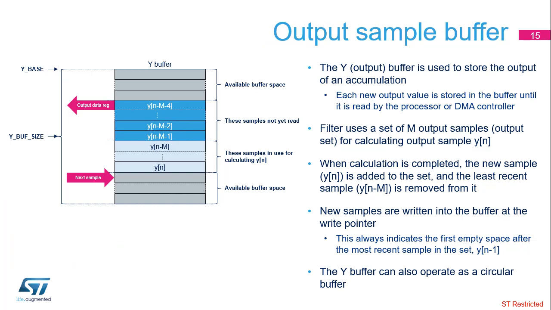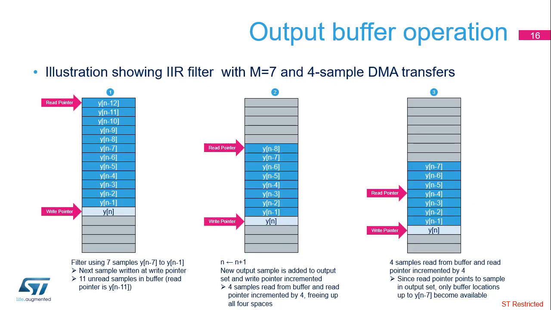This figure explains the Y buffer operation. When the write pointer reaches the end of the buffer, it wraps back to the beginning. A read pointer designates the oldest unread sample, corresponding to the output data register. When a sample is read and is not part of the output set, then the space becomes free. If the write pointer equals the read pointer, or the least recent sample in the output set, Y, N-M, the filter stalls and the output buffer full flag is set. This figure summarizes the operation of the output buffer.